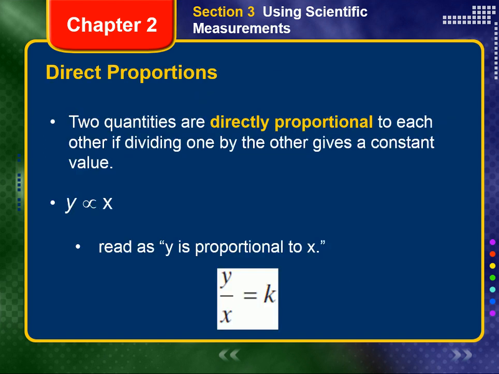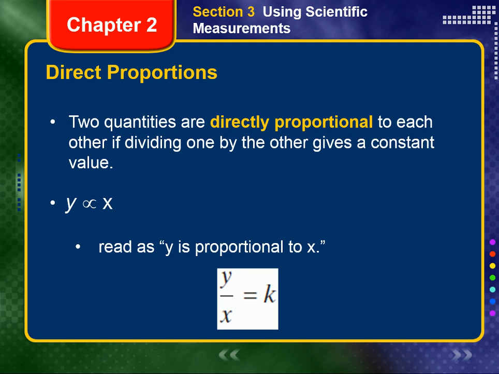Direct proportions. Two quantities are directly proportional to each other if dividing one by the other gives a constant value. For example, if the masses and volumes of different samples of aluminum are measured, the masses and volumes will be directly proportional to each other. As the masses of the samples increase, their volumes increase at the same rate.